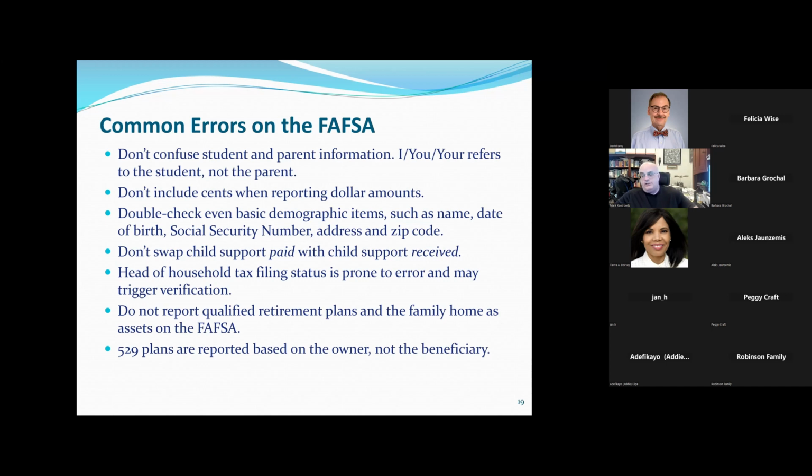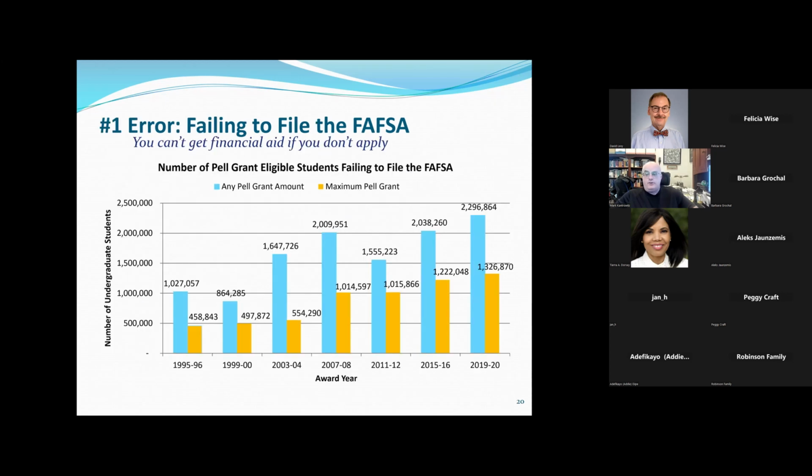Some financial aid is awarded on a first come, first served basis until the money runs out. Students who file the FAFSA sooner tend to get more grants than students who file the FAFSA later. And the number one error is failing to apply for financial aid. You can't get financial aid if you don't apply.